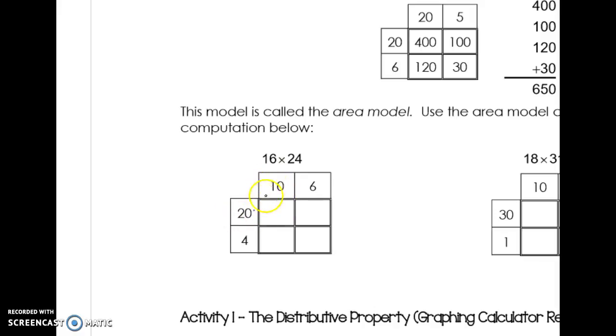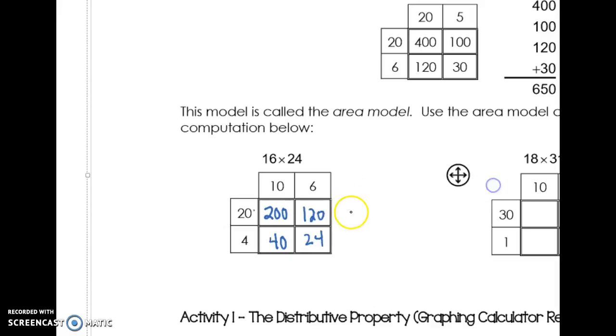So a 20 and a 10, I can multiply those, and that gives me 200. I'm going to do the same thing in this row here. 4 times 10 is going to give me 40. This row and column, 20 times 6, gives me 120. And then this row and column together would give me 4 times 6, which is 24. And then I'm going to add them together.